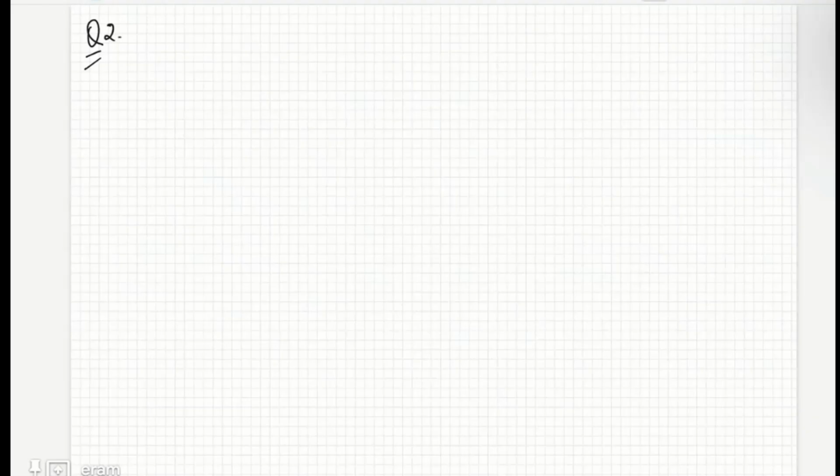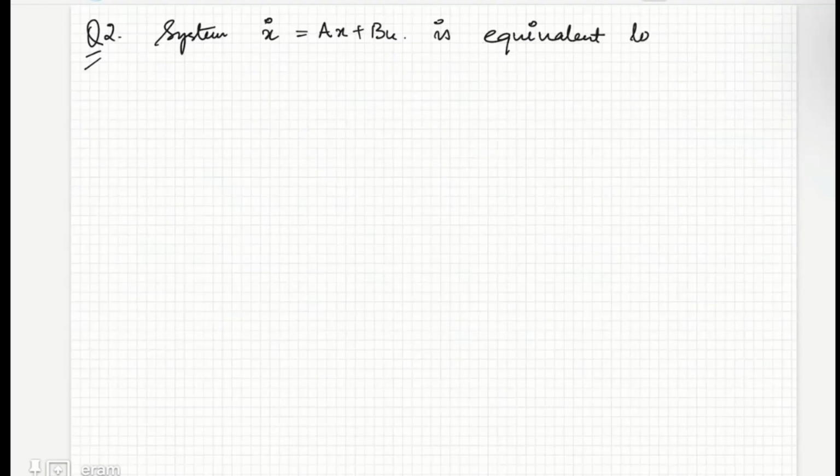So this is our question number 2. So we start with the system. Consider a linear time invariant system x dot equals Ax plus Bu, and we say that this system is equivalent to the differential equation which we give as x double dot plus a x dot equals bu.